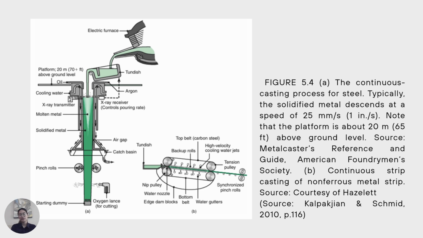Continuous casting offers several major advantages. It improves yield, reduces segregation and porosity, ensures a more uniform structure, and significantly reduces production costs and energy consumption compared to traditional ingot casting.